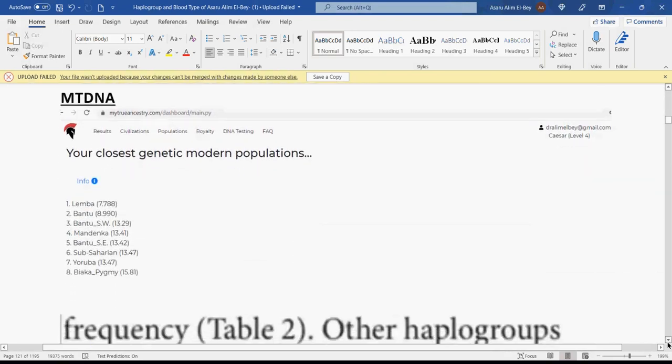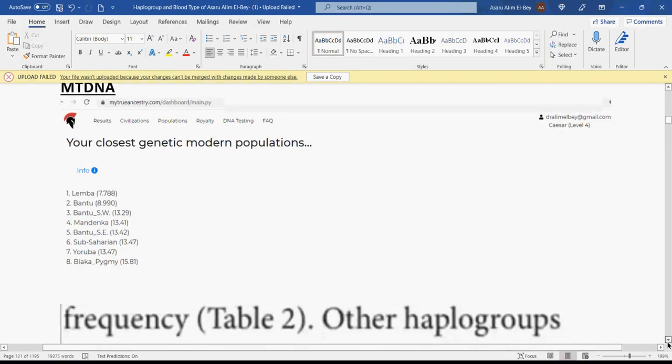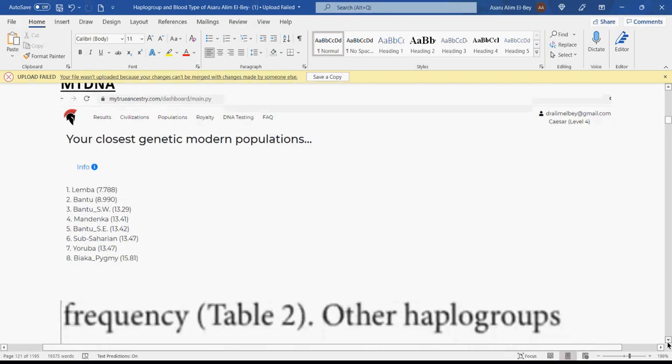Mitochondrial DNA. Closest genetic population is who? The Limba. 7.788. The Bantu, 8.990. The Bantu Southwest, 13.29. The Mandinka, 13.41. Bantu Southeast, 13.42. Sub-Sahara, 13.47. Yoruba, 13.47. The Biaka Pygmy, 15.81. So the populations which deal with the Hebrew bloodline, the Limba, the Bantus, the Mandinka, the Yoruba, all of that is in the immediate genetic bloodline.